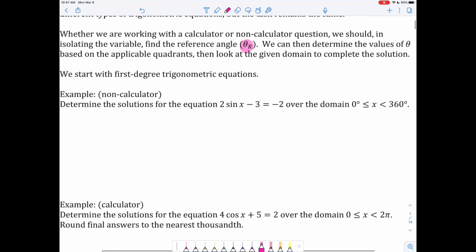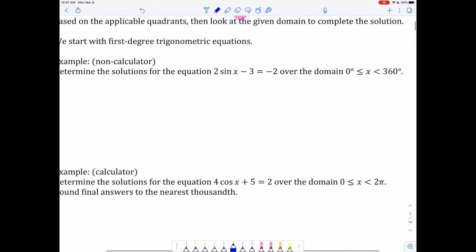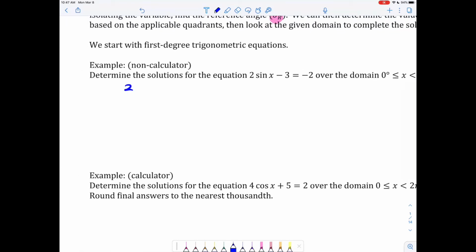So something like this. If 2 sine of x minus 3 equals negative 2, we are going to isolate x. In order to do that, we need to isolate sine x. Of course, this is a type of equation that we have done in previous units, but it's good for us to use this one as a bit of a warm-up. So we're going to solve that. We're going to add 3 to both sides so that 2 sine x is equal to 1, and then divide both sides by 2. Sine x is equal to 1/2.